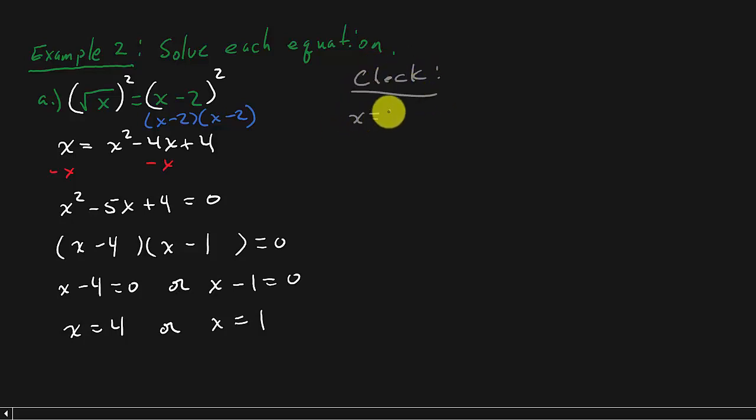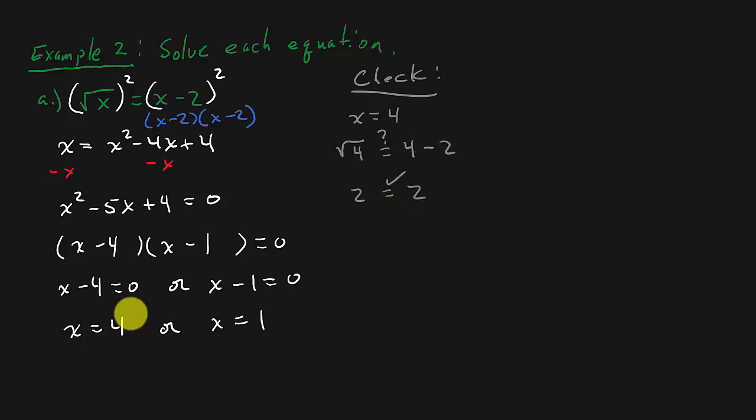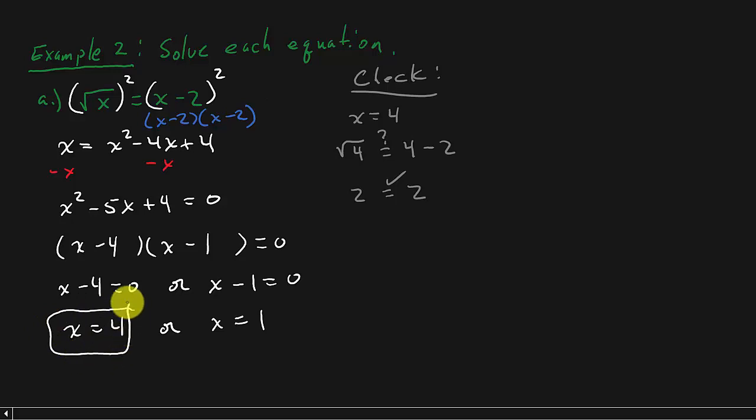So let's check x = 4. Let's plug the 4 in. So √4 = 4 - 2. Now we're not squaring it. I'm plugging it back into the original, and I need to know, do those equal each other? Well, the square root of 4 is 2. 4 minus 2 is 2. That checks. So x = 4 is a solution.